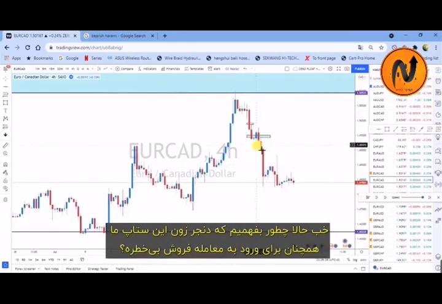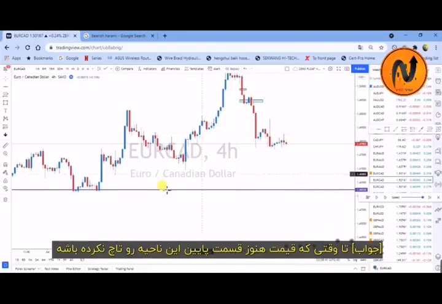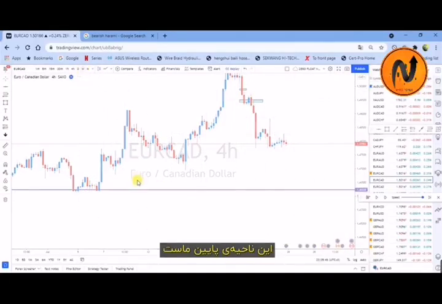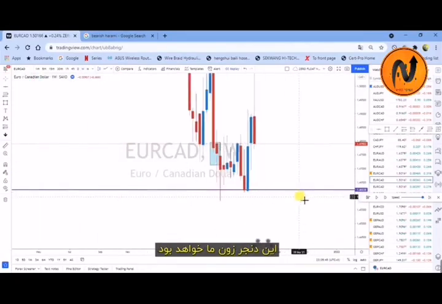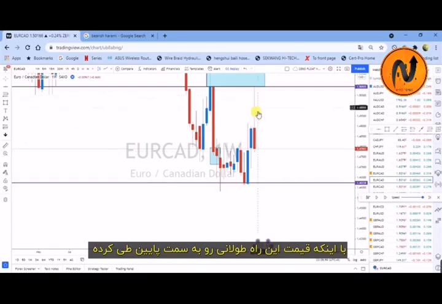So now, how do we know that our danger zone of this setup is still safe to entry at a sell? As long as price hasn't touched the bottom part on this area here. Okay, so this is our area down here. So this will be our danger zone, even though price has moved a long way down.